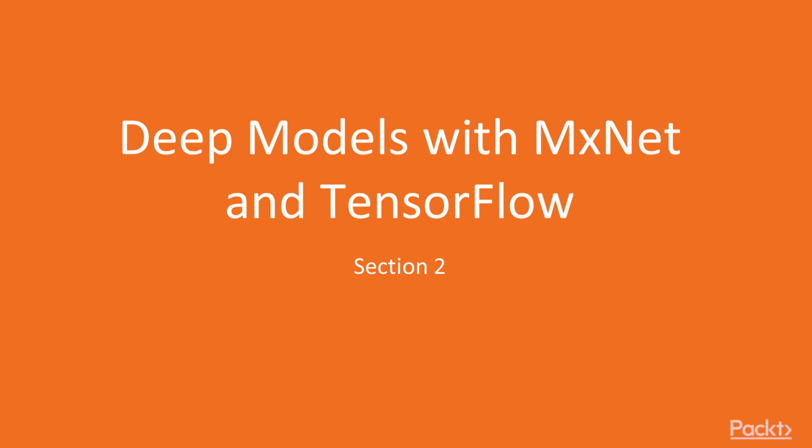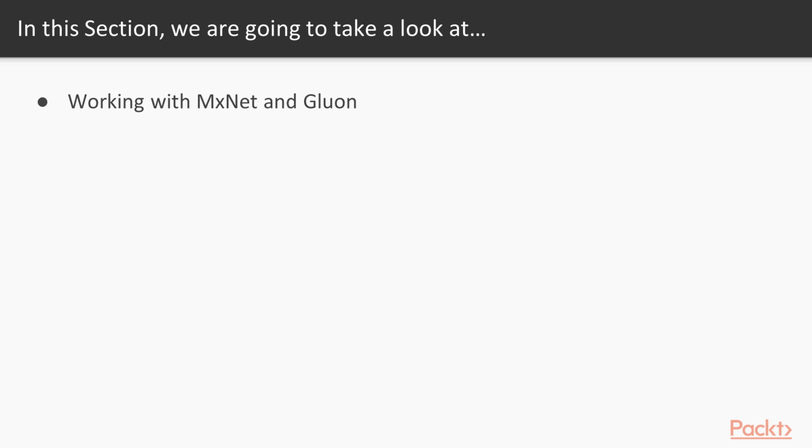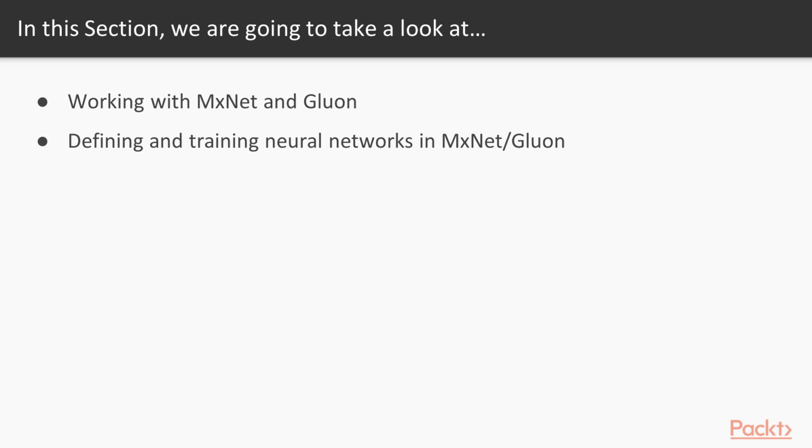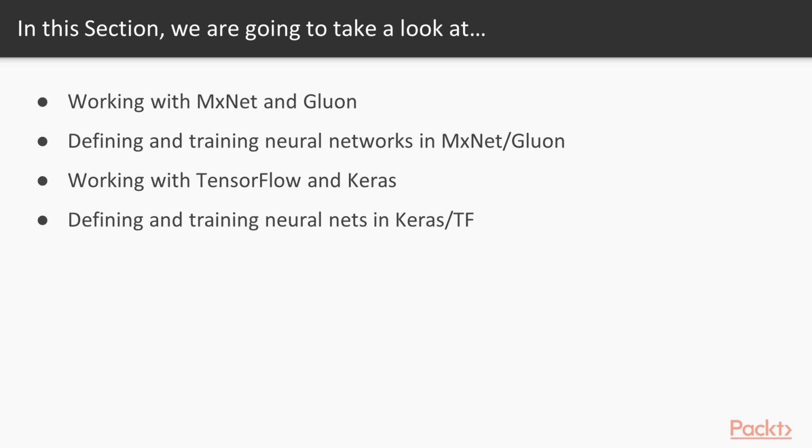In this section, we're going to take a look at deep models with MxNet and TensorFlow, two different frameworks in order to build deep learning models. We'll look at working with MxNet and Gluon, which is a higher level framework on top of MxNet, defining and training neural networks in MxNet and Gluon, and then work with TensorFlow and Keras, which Keras is a higher level network on top of TensorFlow, and then define and train neural networks in Keras and TensorFlow.